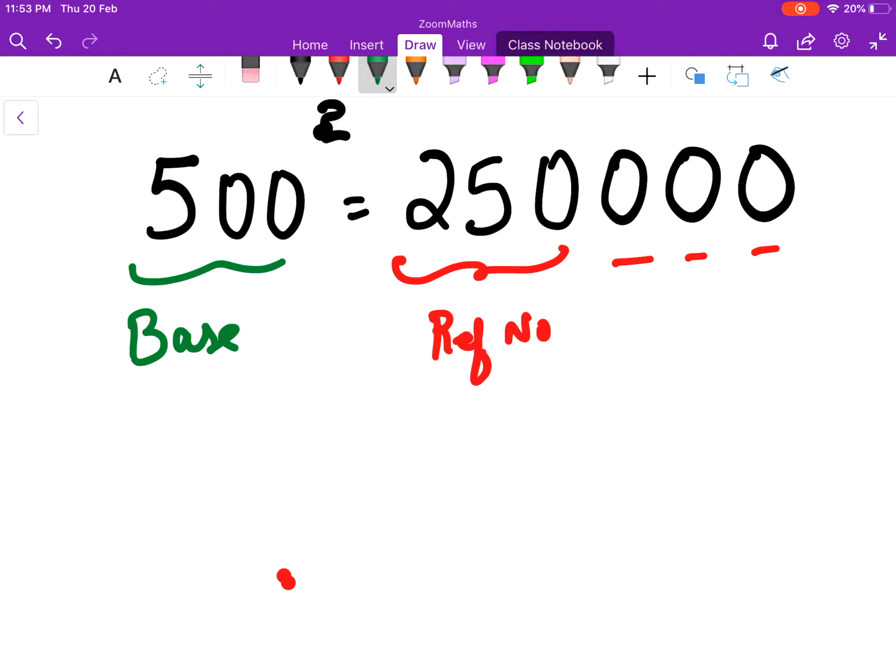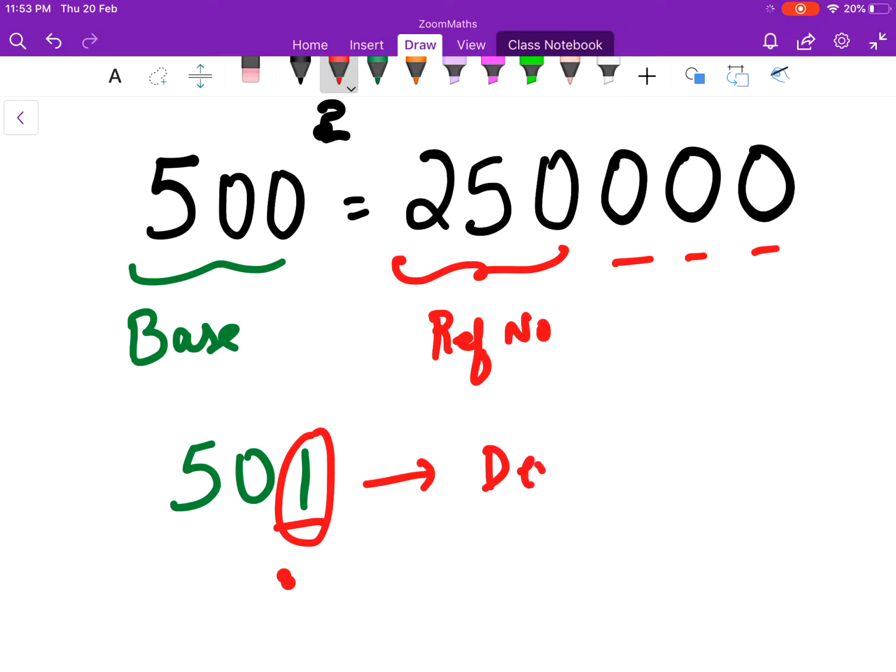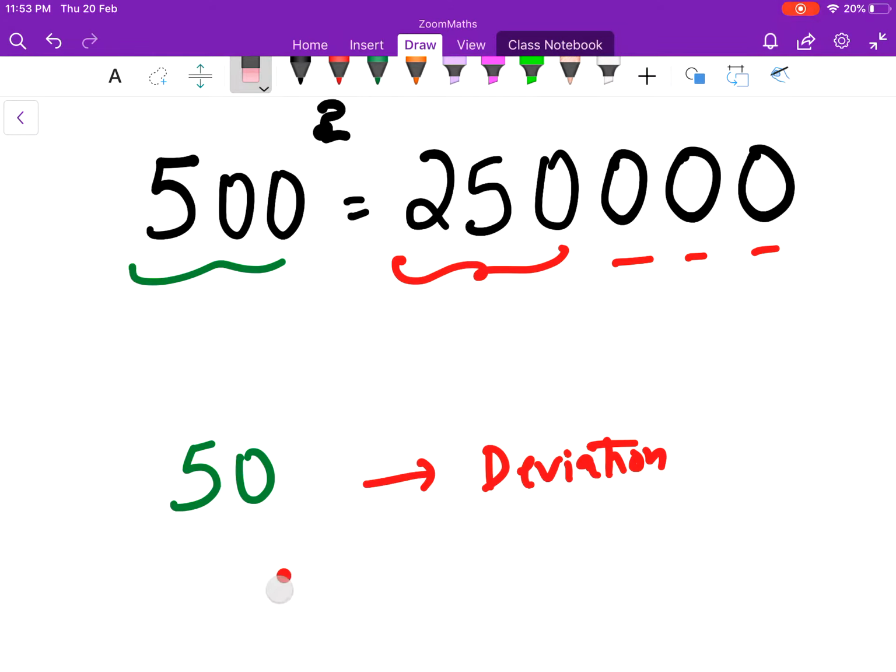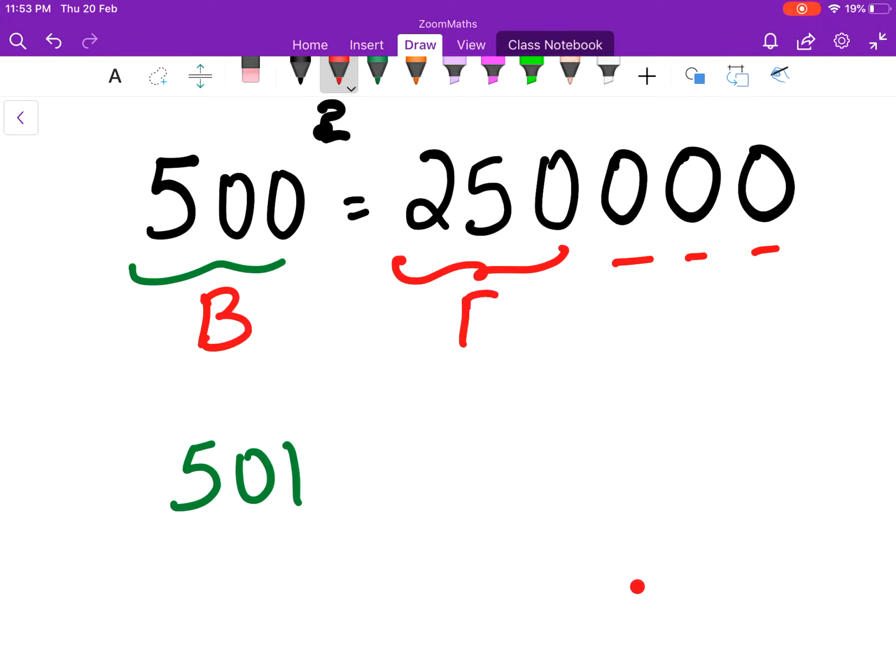If you take a number, let's say 501, then this 1 becomes your deviation from base. It could be +1 or -1, it doesn't impact our answer. So 3 things you need to look into a number: the base, 500, the reference, 250, so you take the reference number as 250 plus something, and in 501 the 1 is your deviation.